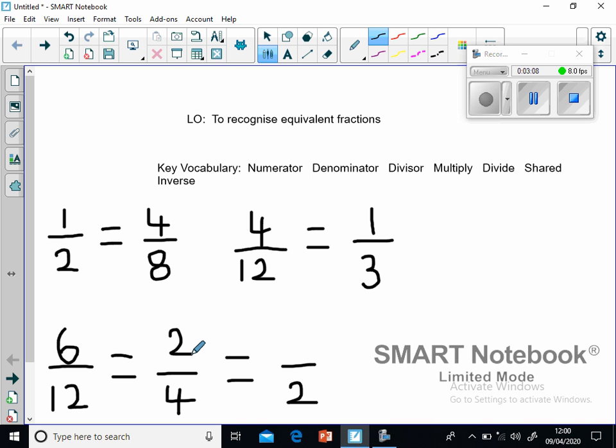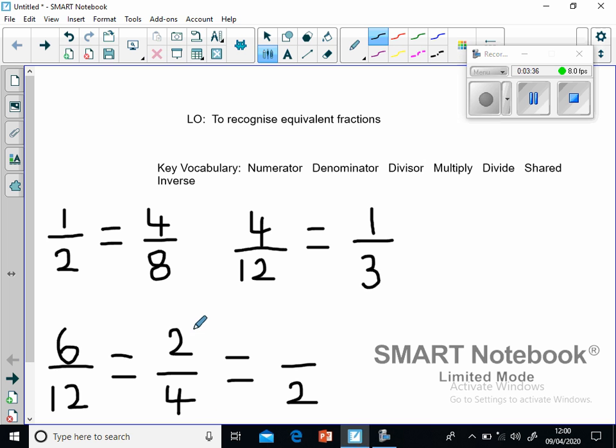Now the divisor has to be a number that can be divided into both numbers. So it can't be bigger than any number. So the divisor couldn't be any bigger than 12. And it must be able to be shared into or divided into both those numbers, the numerator and the denominator.